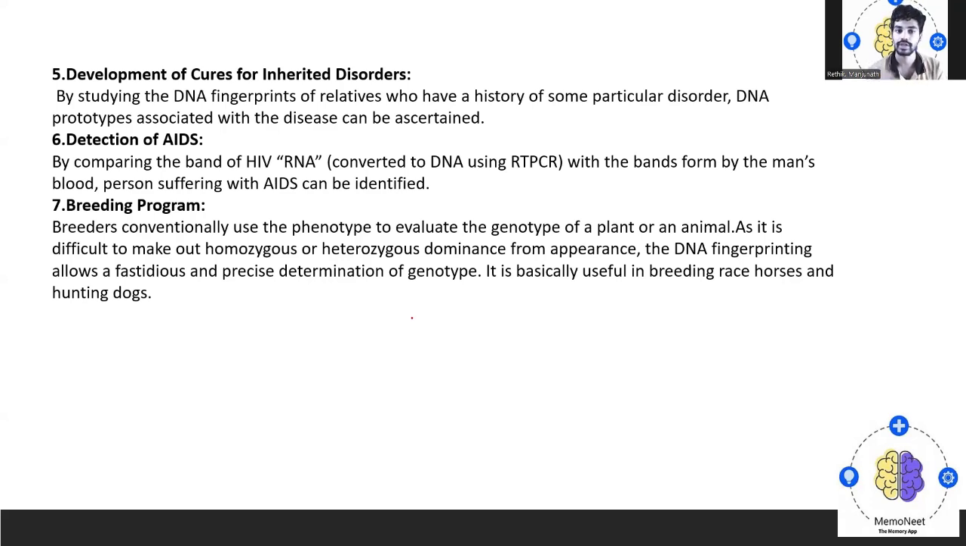Then the breeding programs. You can evaluate the phenotype of a plant or animal, as it is difficult to make out homozygous and heterozygous dominance. Like you have a plant or animal, you cannot see whether the gene you are getting is homozygous or heterozygous dominant, right? So by using DNA fingerprinting, it will allow you to determine the individual's genotype, and it is used in breeding race horses and hunting dogs and all. If you are clear with it, you can take up the dominant gene, and later you can cross so that in the next generation you will get the best out of what you want. So those are the advantages of going with this gel electrophoresis technique.